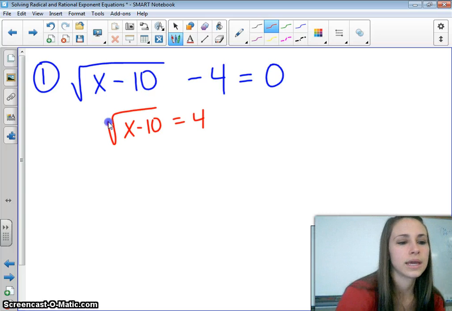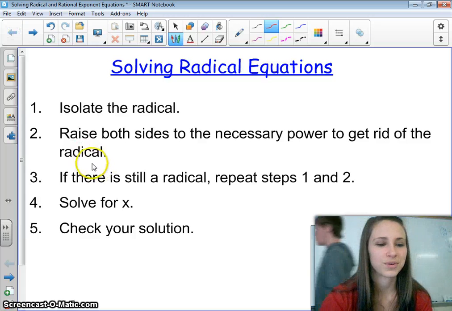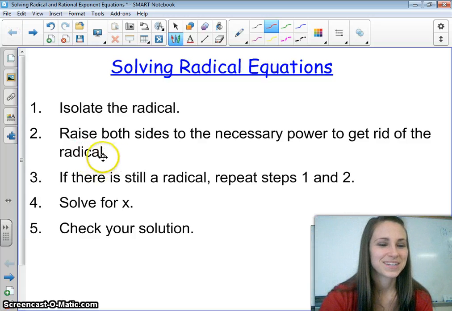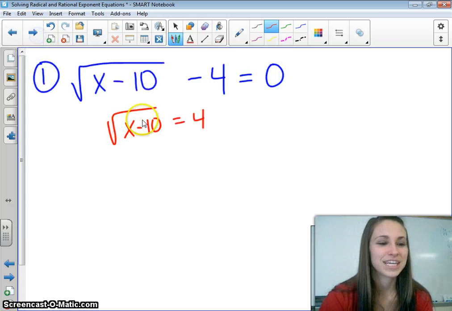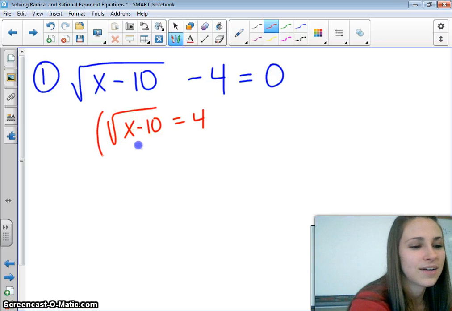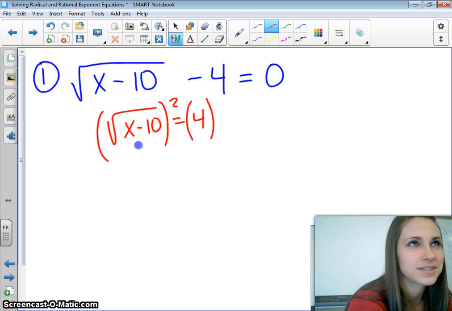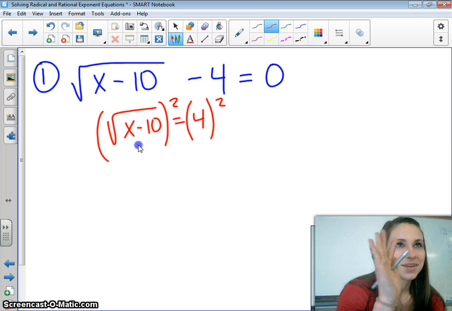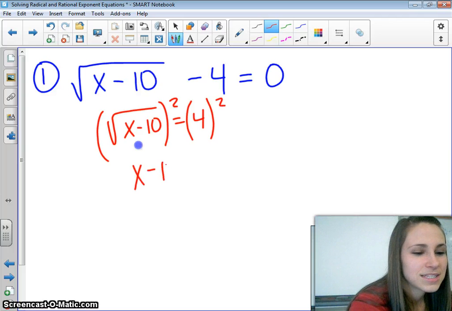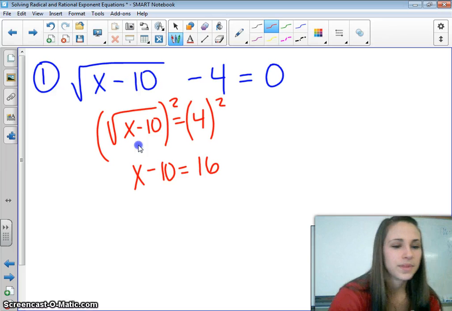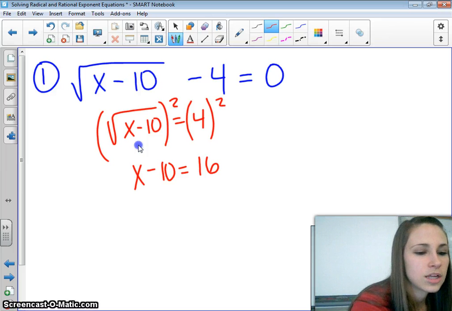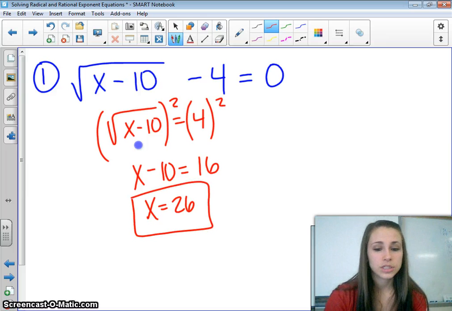And so then next step is I'm going to get rid of the radical. So I'm going to raise both sides to the necessary power. To get rid of a square root, I'm going to have to square both sides. So then I'm going to get x minus 10 equals 16. And then to solve, I'm just going to add 10 to both sides. So x equals 26.